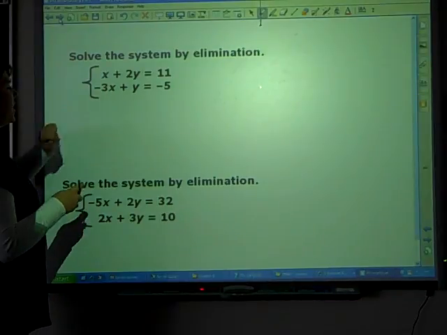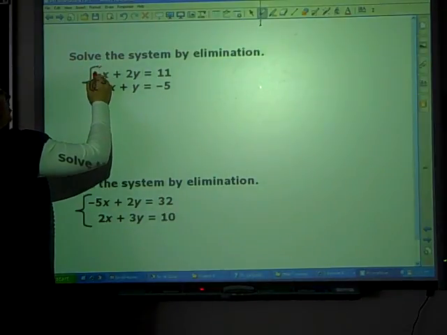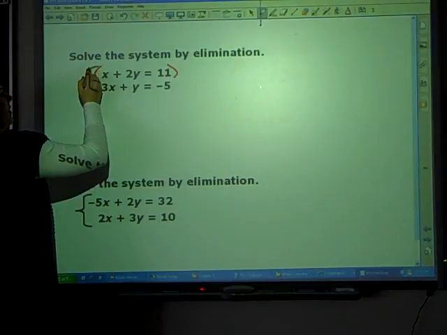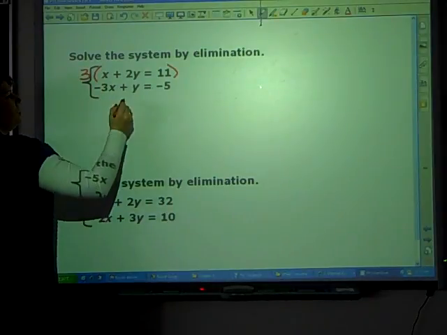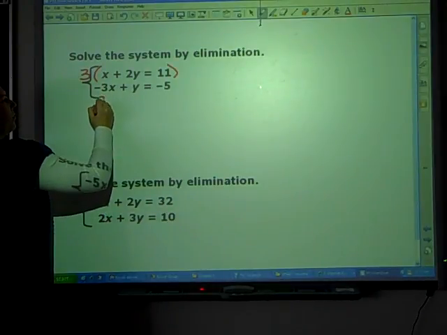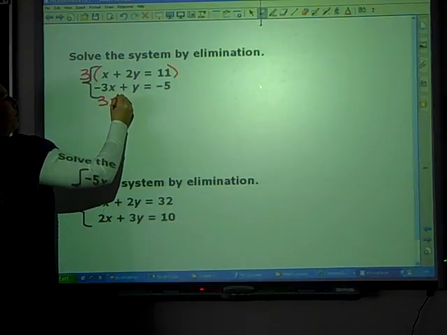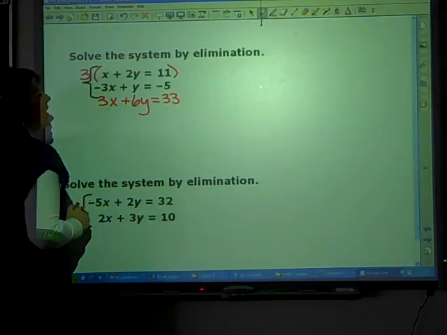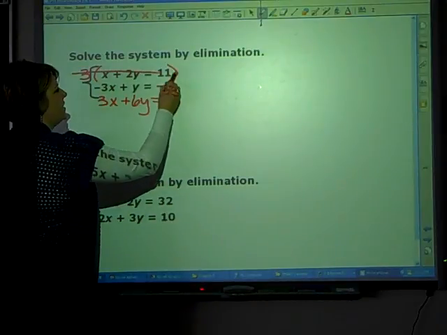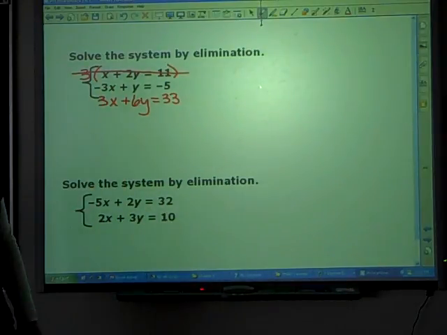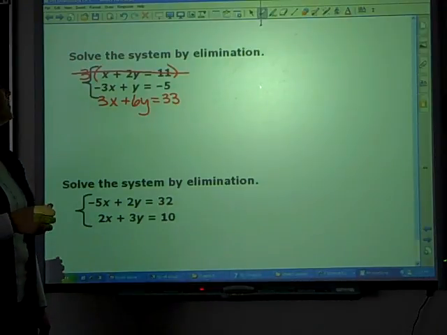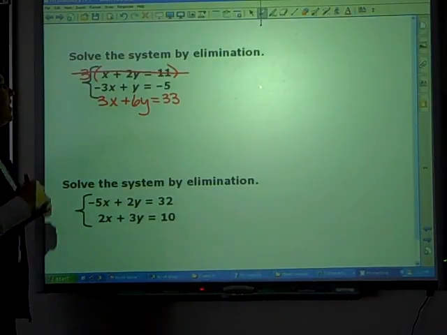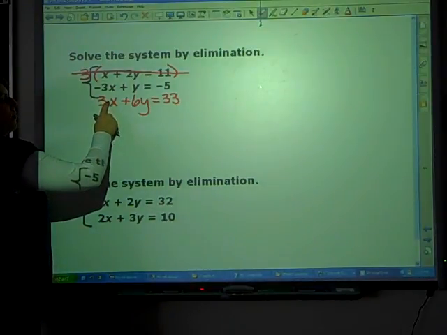So what I want to do is take this entire equation and multiply it by 3. So now I end up with 3x plus 6y equals 33. Now I can cross that out because I have multiplied the entire equation by that. Now I've got something that I can really work with. I'm going to leave it below the problem.